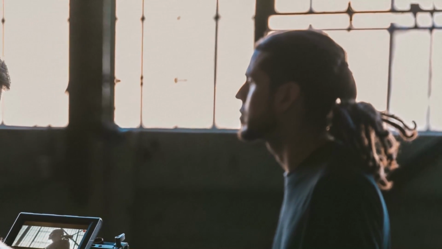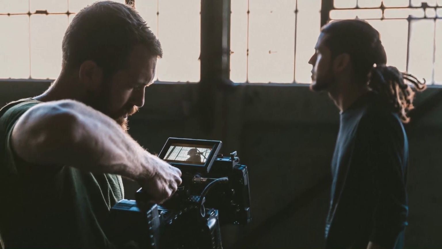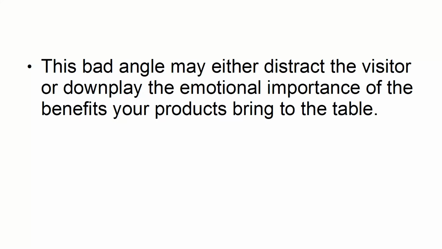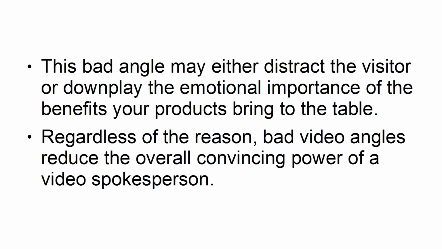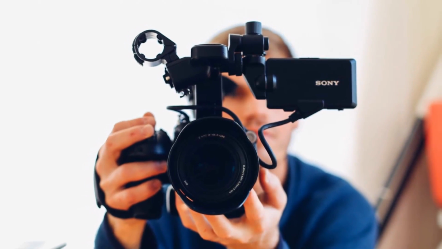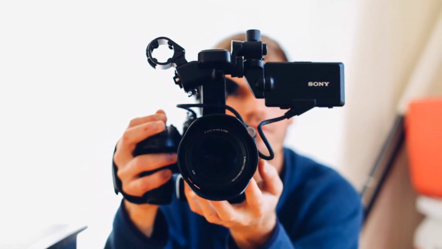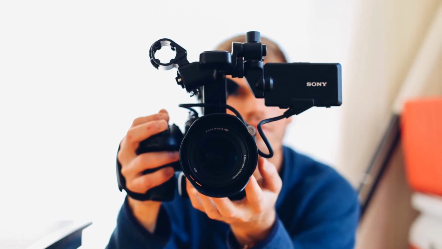Use video with bad angles. When you take the video of a person at a wrong angle, you may be emphasizing a part of their presence that might not do a good job selling the product they are marketing. This bad angle may either distract the visitor or downplay the emotional importance of the benefits your products bring to the table. Regardless of the reason, bad video angles reduce the overall convincing power of a video spokesperson. It takes skill to shoot a highly effective and intimate video spokesperson footage. Make sure the video spokesperson you hire understands this and has the right experience and adequate video equipment.